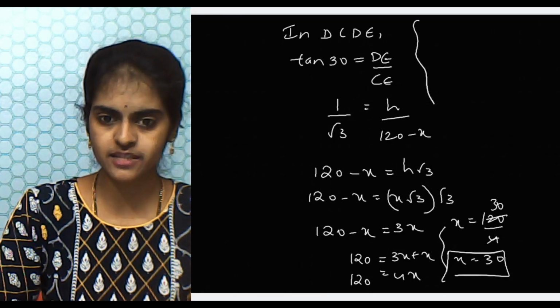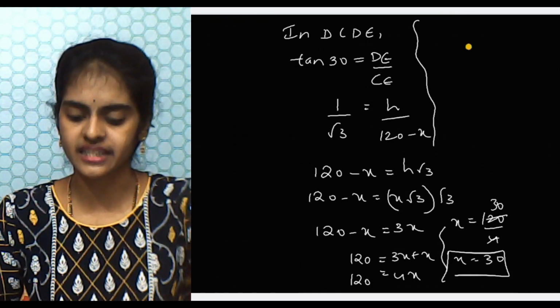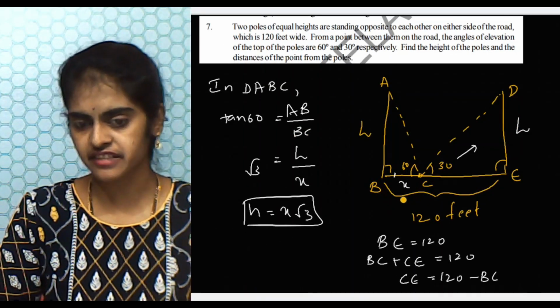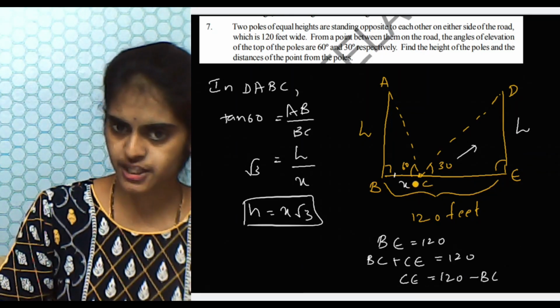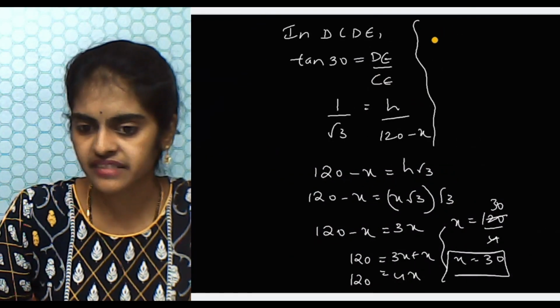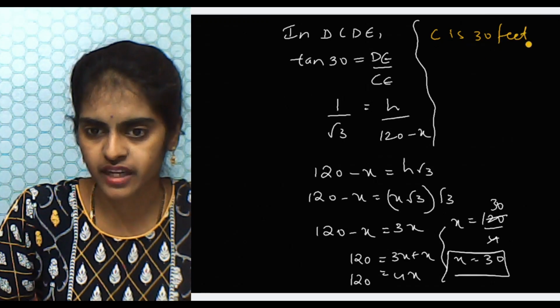That means the distance between, let me write it here, the distance between the point is 30 feet. This BC is 30 feet. So this point is 30 feet away from the first pole, and it is, let me write it here, 30 feet. So C is 30 feet away from one pole.